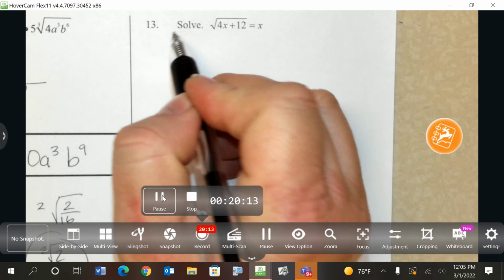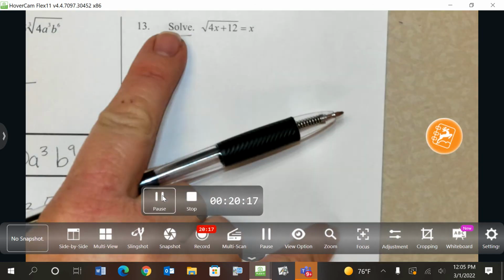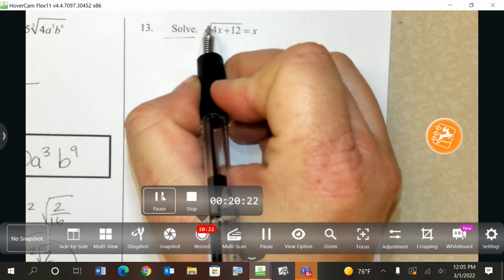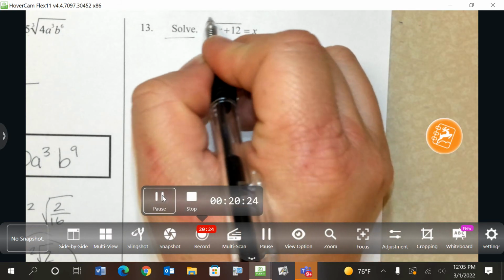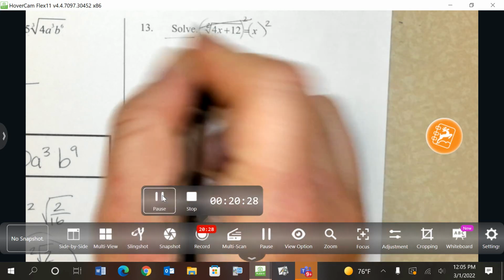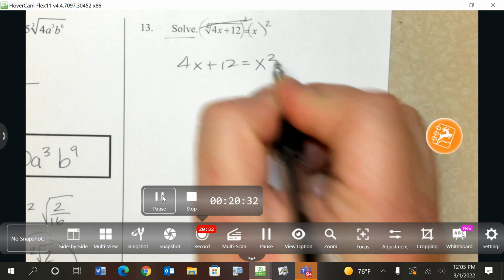Alright, so I want to solve again. I'm going to have an answer. Not a simplified answer, it will be but just a final answer of x equals something. And I expect to get rid of this radical. So I look and see what this is. This is a 2. To remove the radical, I take whatever the nth root is and I do it to both sides. 4x plus 12 equals, remember this is the same as now as x squared.